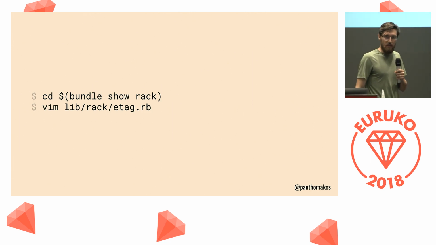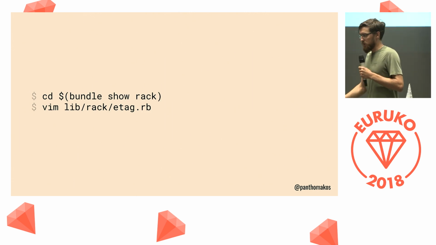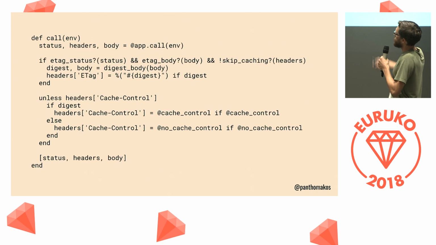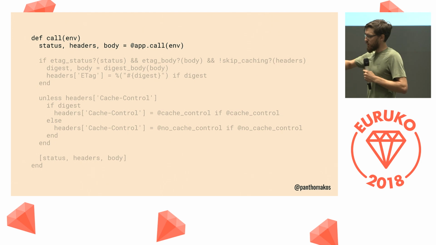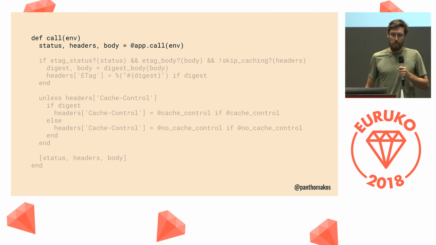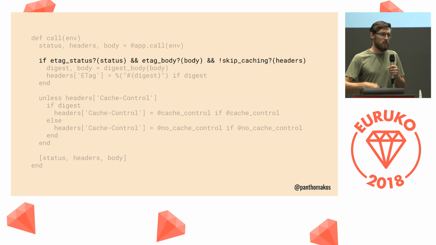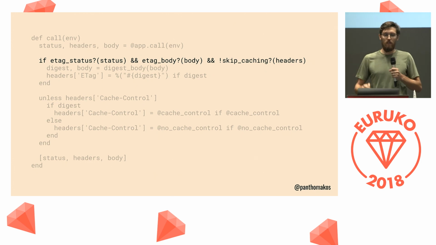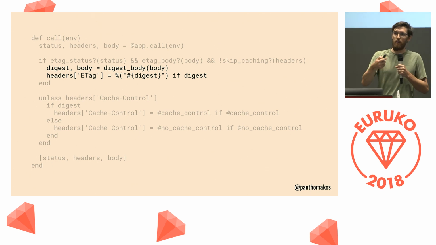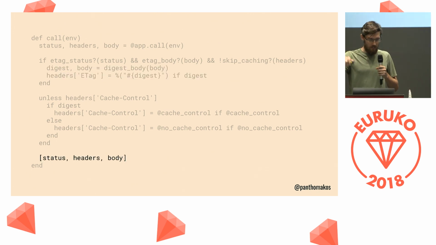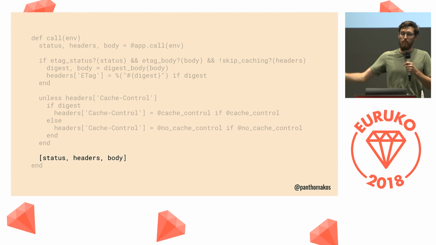So we're going to go into rack etag. We're going to poke at the middleware and see what the code's actually doing. So this is what the call method looks like, and it looks like a standard piece of middleware. It destructures all the components of the response that it gets back. And then it has some conditional that says, is this an etag type of thing? If so, I'm going to create a digest of the body and add that as a header, an etag header. And then we can skip the rest of that stuff. We're going to return the status, the headers, and the body.